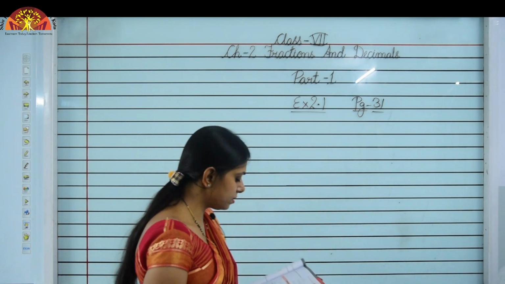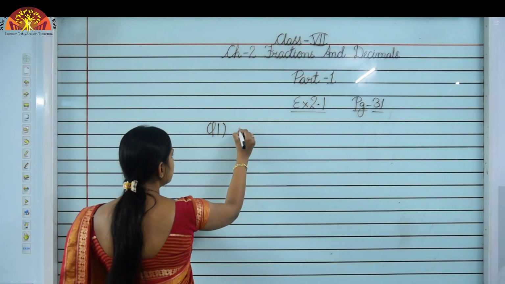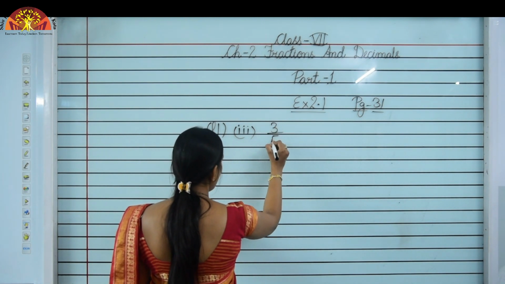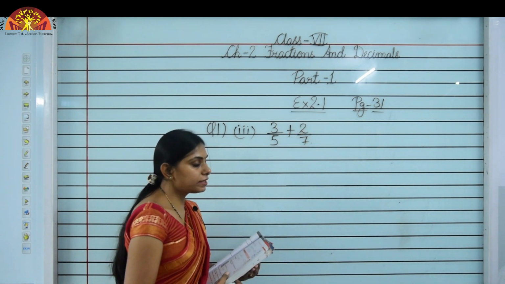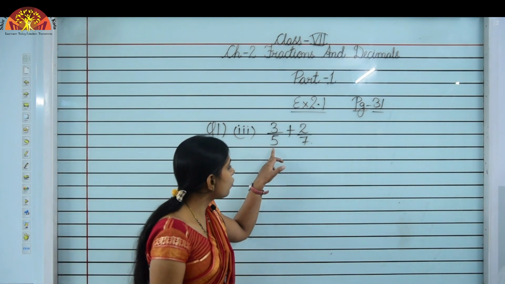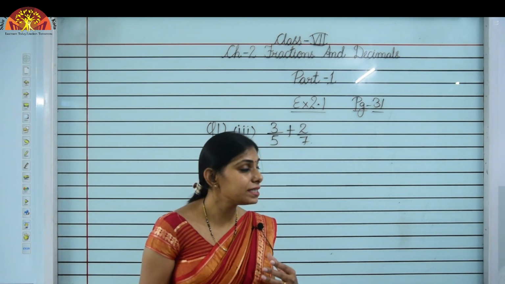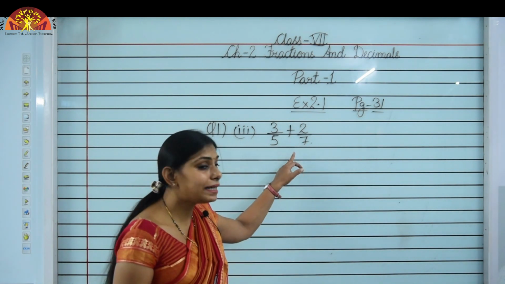It is the question number 1, that is solve 3 upon 5 plus 2 upon 7. That is, we will just do the addition of fractions. So just see over here, question first, it's the third part. So 3 upon 5 plus 2 upon 7. Now children, you can see here that the denominators are different. These are the unlike fractions. When denominators are the same, then we call them like fractions. But since the denominators are different, these are the unlike fractions.